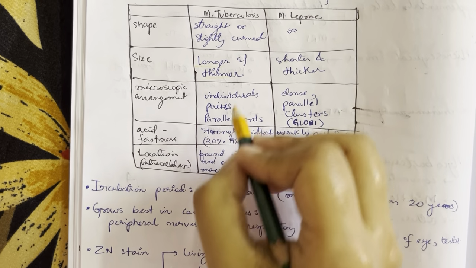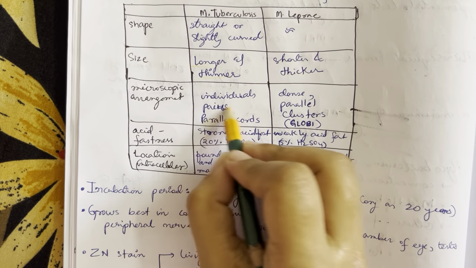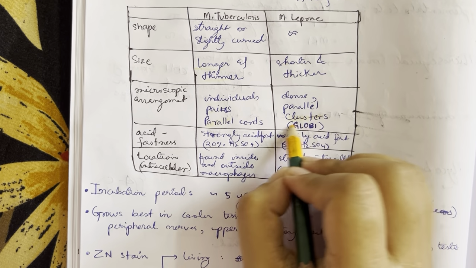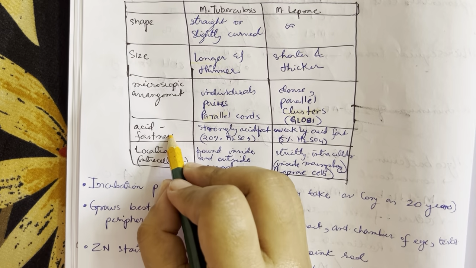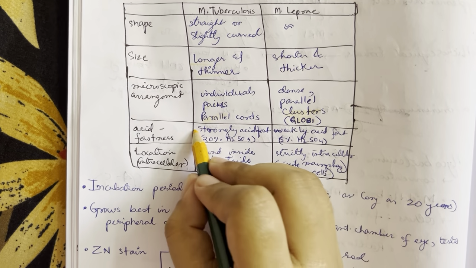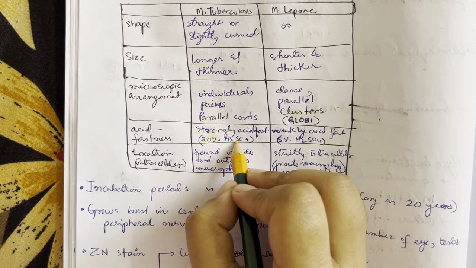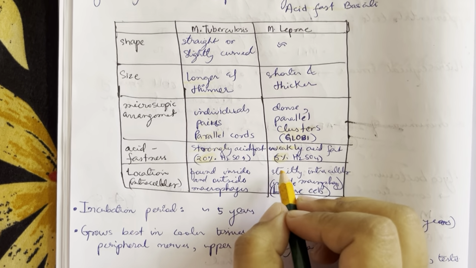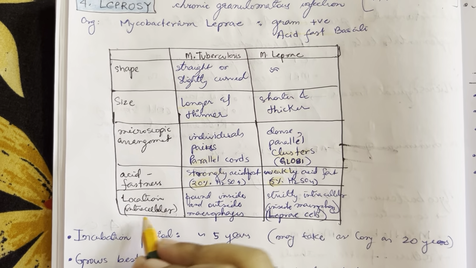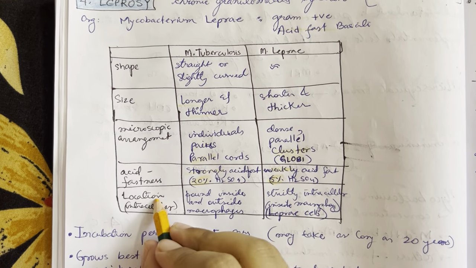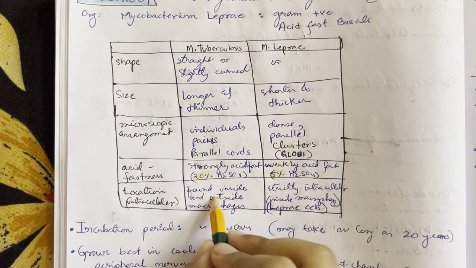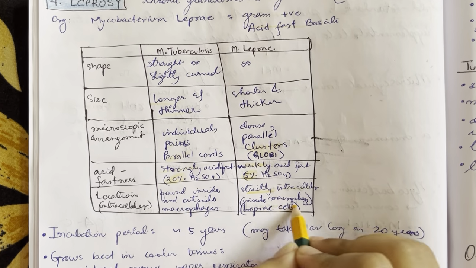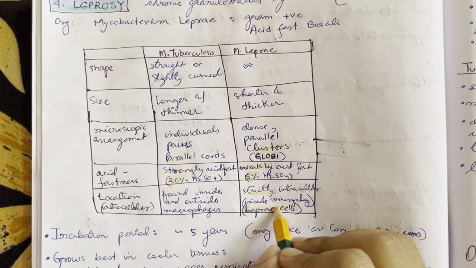The arrangement in tuberculosis is as parallel cords, pairs, or individuals, and leprae mostly form clusters, which are called globi. The acid fastness of tuberculosis is strong, so we need about 20% H2SO4, and leprae are weakly acid fast, so we need around 5% H2SO4 during the Ziehl-Neelsen staining. Then location: tuberculosis is found both inside and outside macrophages, and leprae are strictly intracellular, and these are called lepra cells when they are inside the macrophages.